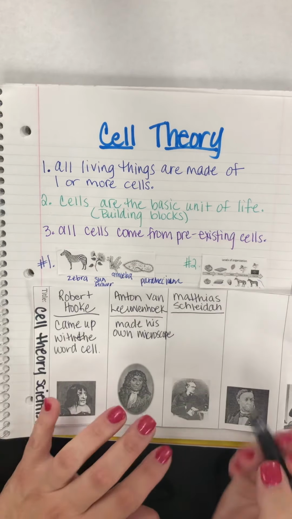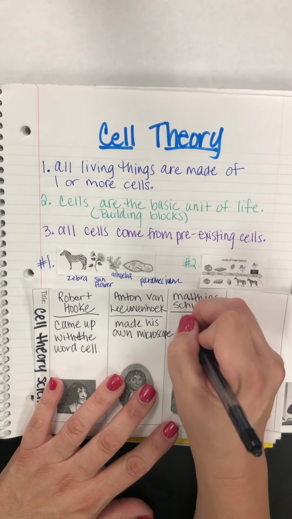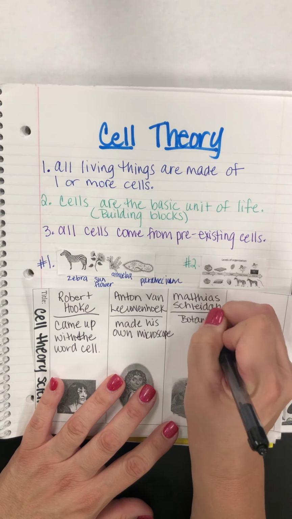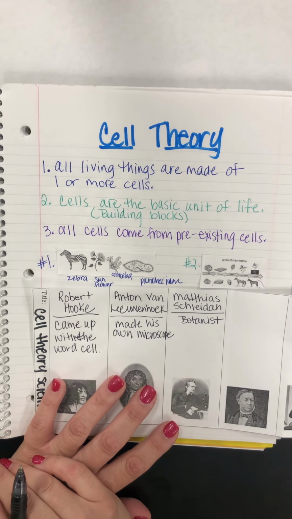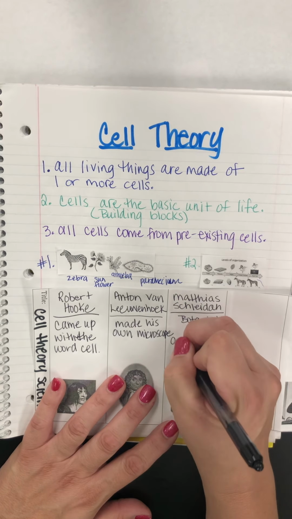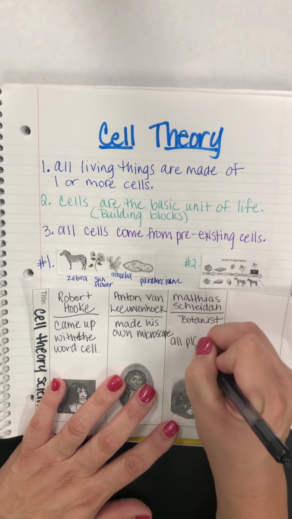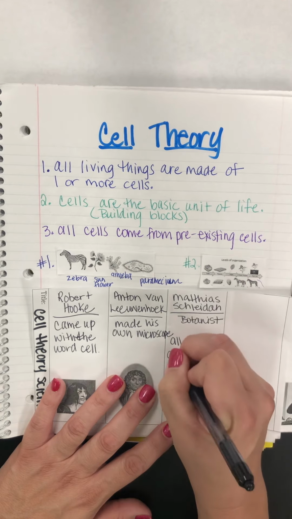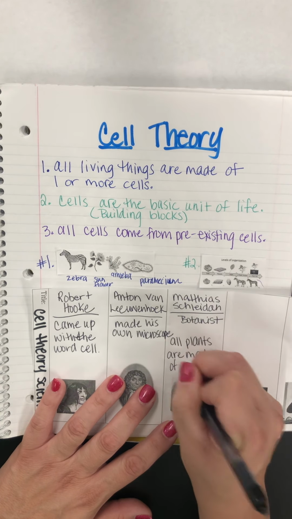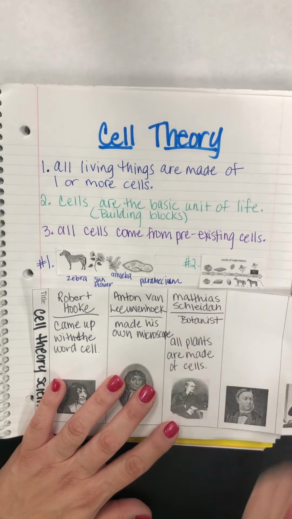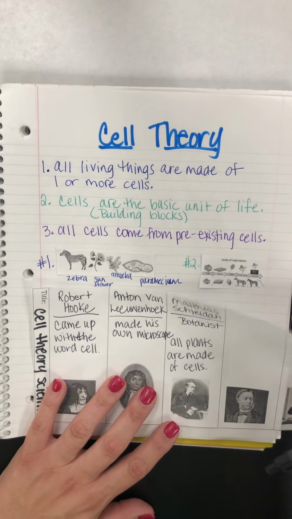Okay, so the next scientist that we learned about, his name is Matthias Schleiden. Now Matthias Schleiden was a scientist, of course, and he was a botanist, which means he studied plants. And what he noticed and what he contributed to the cell theory is that he realized that all plants are made of cells. So go ahead and write that down. All plants are made of cells. That was his contribution to the cell theory.